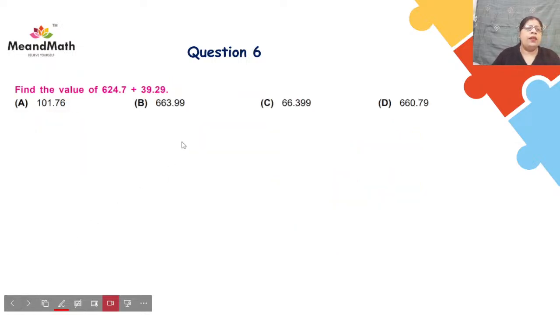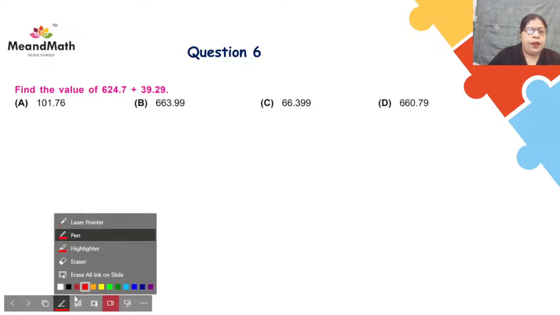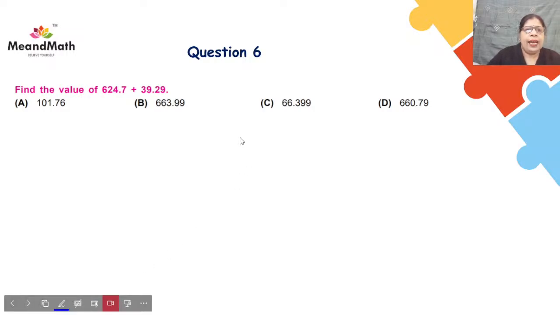Next question. Find the value of 624.7 plus 39.929. Again, the arithmetic operation is given over here and we just have to do the addition. So who is going to do this addition? Let's see. Who is going to answer me first? Be very quick in answering.